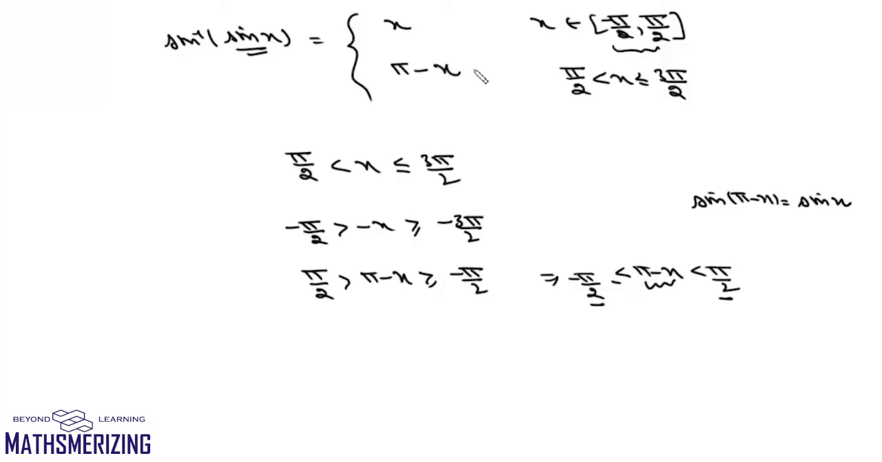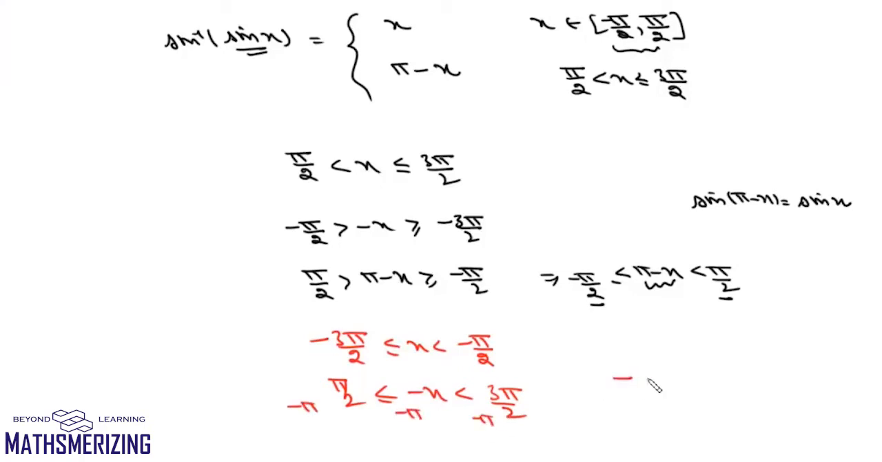So for pi by 2 to 3 pi by 2, we'll get this result as pi minus x. Now what if we take the angle between minus 3 pi by 2 and minus pi by 2? Now what we can do is we can multiply with minus sign. So we can write pi by 2 is less than or equal to minus x is less than 3 pi by 2, and then we'll add minus pi.